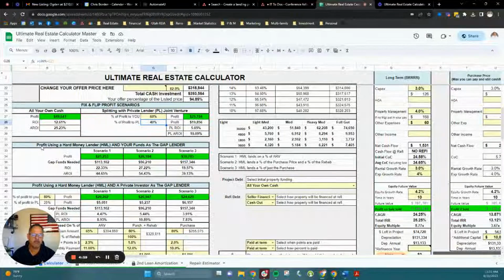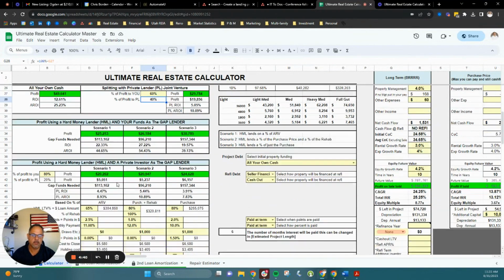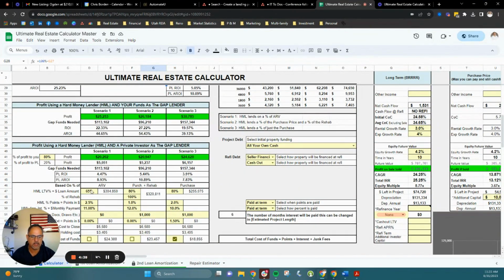Next section here, I'm taking on a hard money loan and I'm using my own funds as the gap. So this would be the total profit I would make. Now we have different hard money scenarios on here, and I'll definitely explain that. But this would be the profitability you would make if you used your own capital for the gap lending. Down here, same thing, the hard money lender will typically be in the first position, and I'm going to use a private money lender to fill the gap funding that I would need to complete the property.